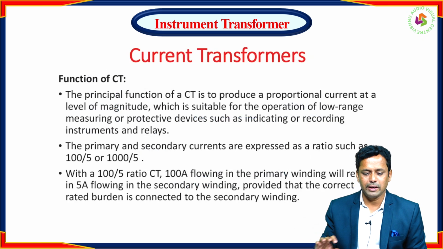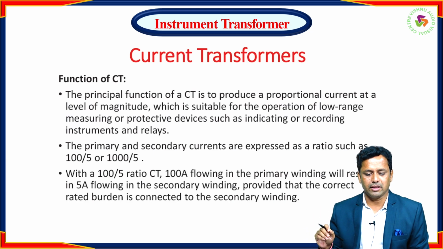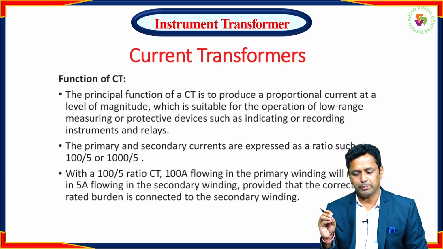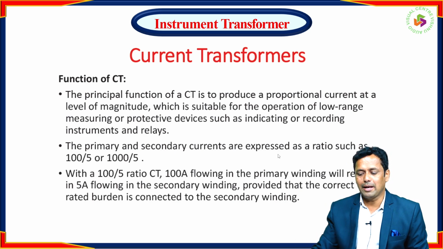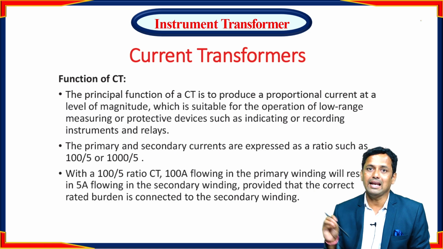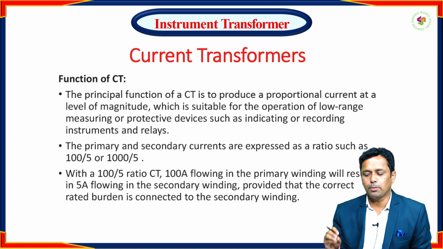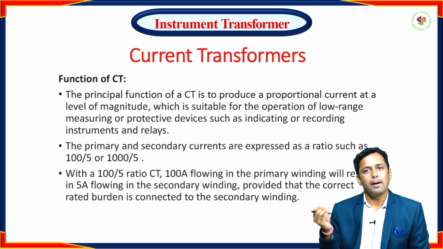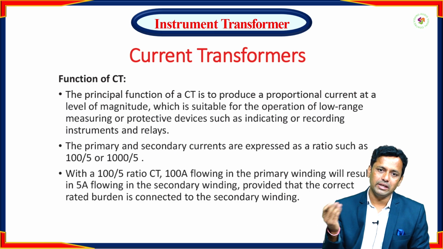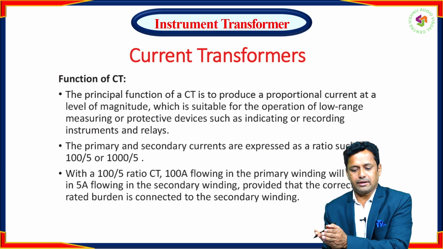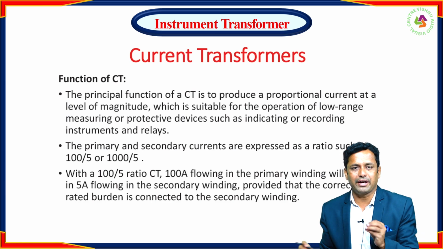So one by one I will explain individually, starting with the current transformers. The principal function of the CT, also called a current transformer, is to produce a proportional current at a level of magnitude which is suitable for the operation of low range measuring or protective devices. So the primary side has more turns compared to the secondary side. So we measure a higher current as a lower current, for example, 100 by 5 amps.